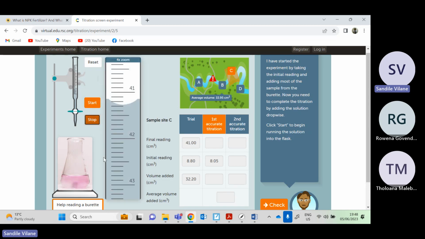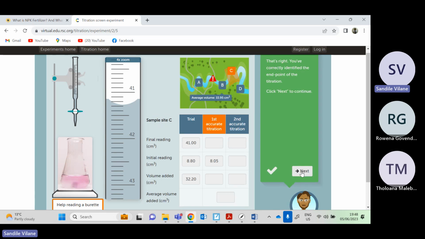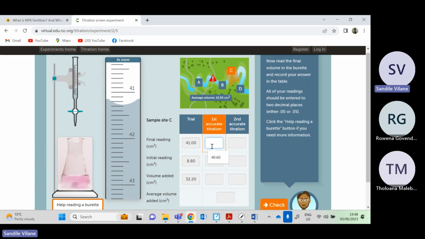I think that's about fine. Not sure. Let's check. Yes, that's correct. So the final volume now is 41.125, 41.25. Okay, next.